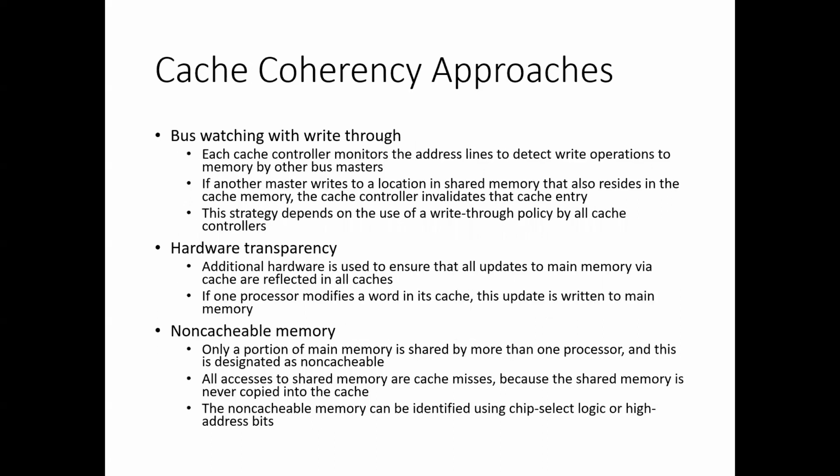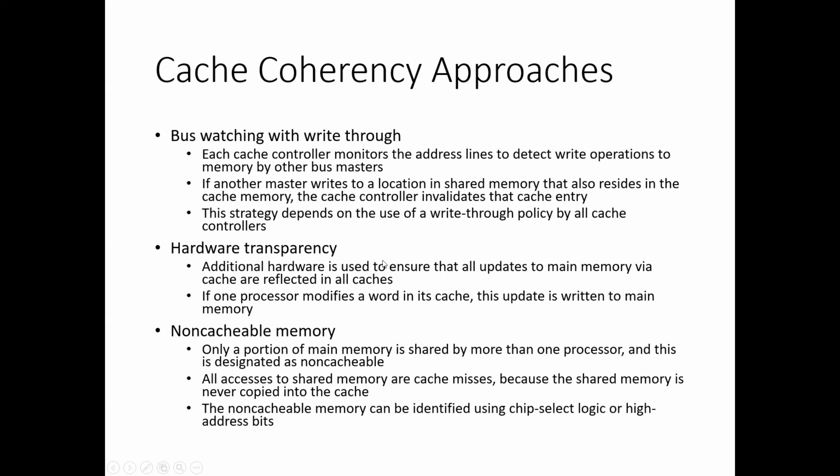One approach is bus watching with write through in order to get cache coherency. Each cache controller monitors the address lines to detect write operations to memory by other bus masters. If another master writes to a location in shared memory that also resides in that cache, the cache controller invalidates the cache entry and says, hey, that's no good, you're going to have to pull it in again from main memory. This strategy depends on the use of the write through policy by all cache controllers.